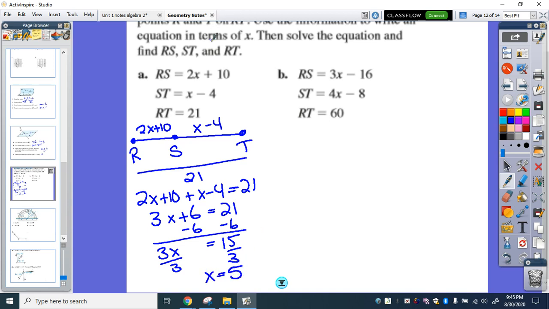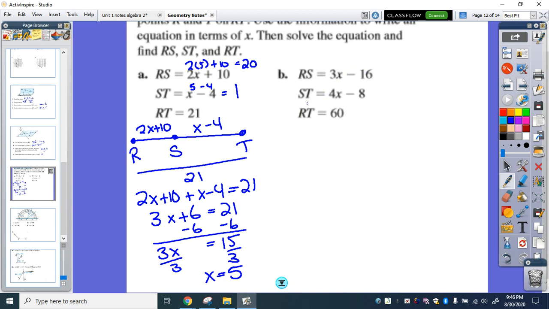But the question didn't ask me for x. It asked me to find the length of these two segments. Well, we plug 5 back in. 5 minus 4, S to T is only 1 unit long. 2 times 5 plus 10, this segment is 20 units long, and 20 plus 1 is equal to 21. So we know we got it right.